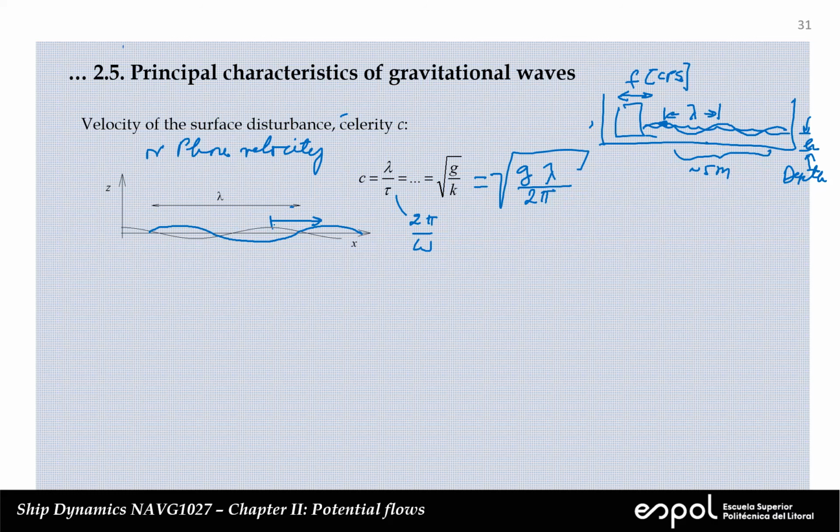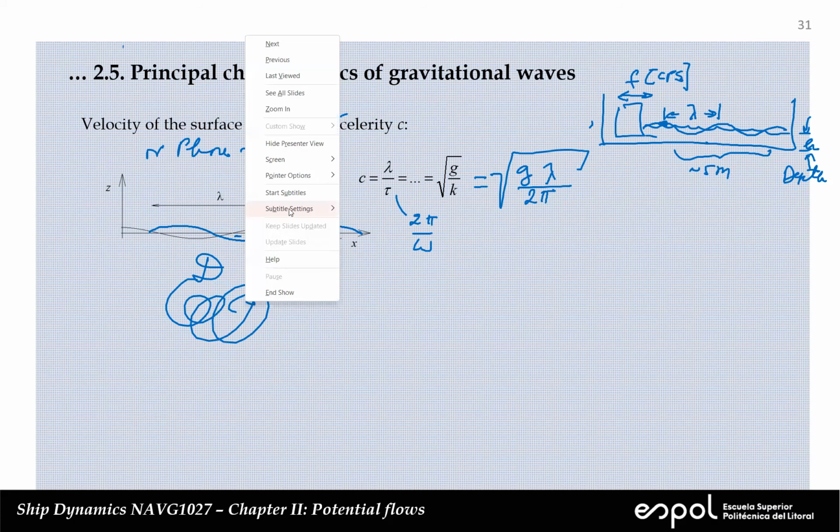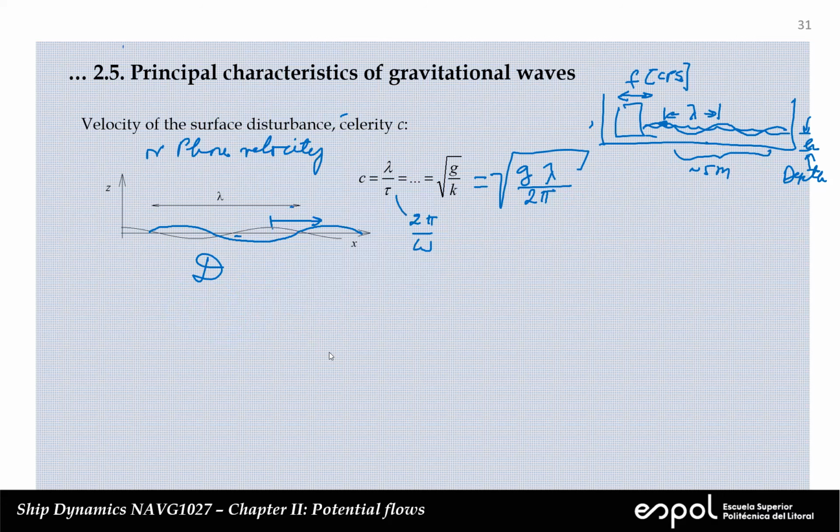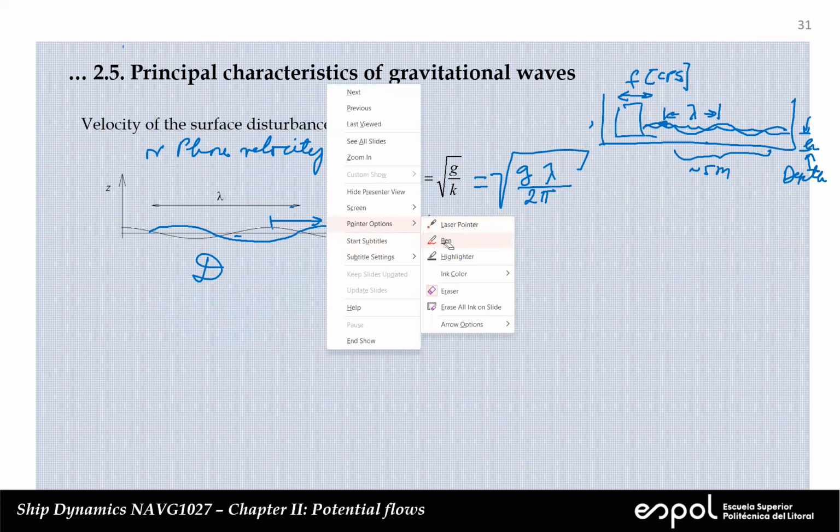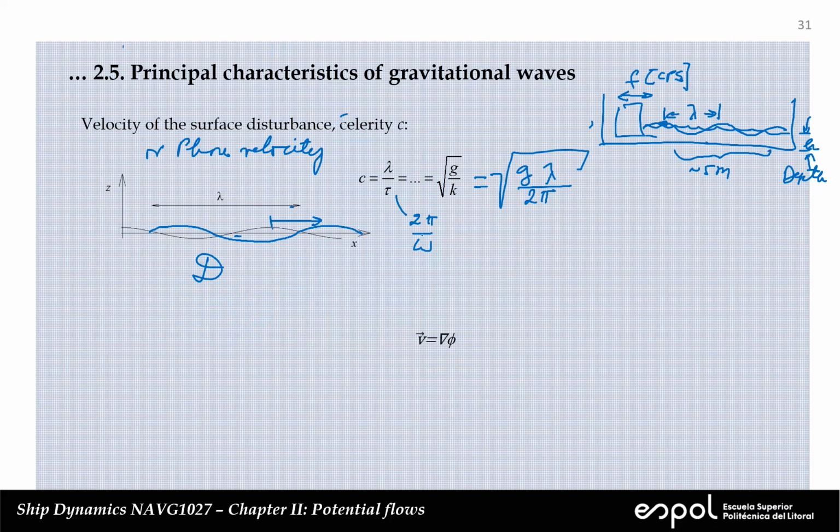Now, inside the domain, in here, this is D, this is the domain. There is another velocity, different than the celerity. And this distance, we can calculate it, and that's what we're going to be doing now. How do we calculate it? Well, we assume, remember, that this was a potential flow. So the velocity can be calculated using the gradient of the velocity potential.